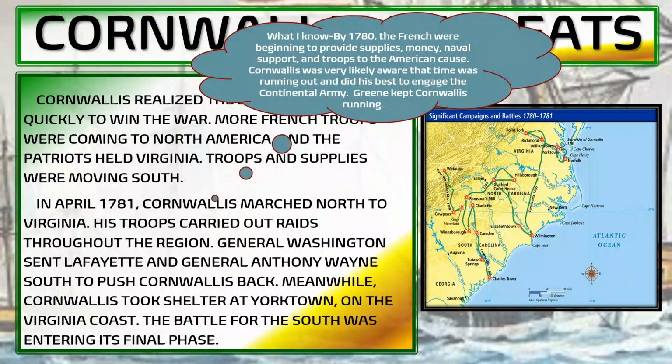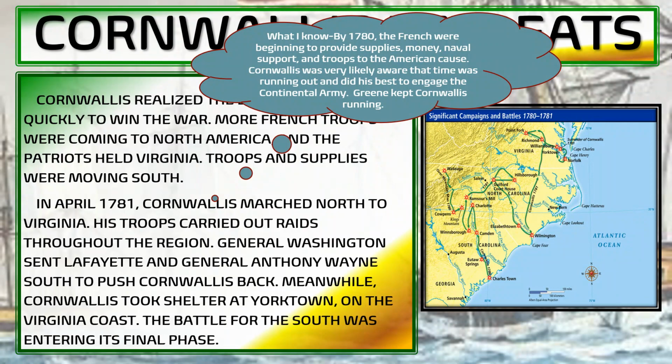What I know: by 1780, the French were beginning to provide supplies, money, naval support, and troops to the American cause. In fact, up in Rhode Island, there was a fleet just waiting. They had brought money and supplies, and there were troops. Cornwallis was very likely aware that time was running out and did his best to engage the Continental Army. Greene kept Cornwallis running around the South. In fact, if you look at my map at the green lines and all the short little battles going on all over the place, it looks like a zigzag pattern, like Greene was just trying to run Cornwallis out.